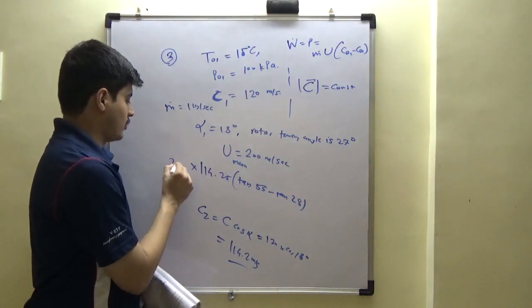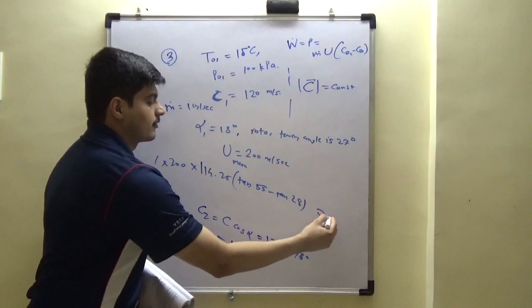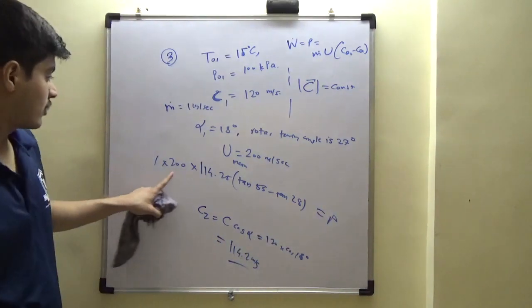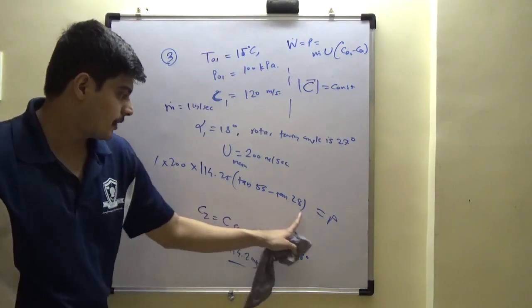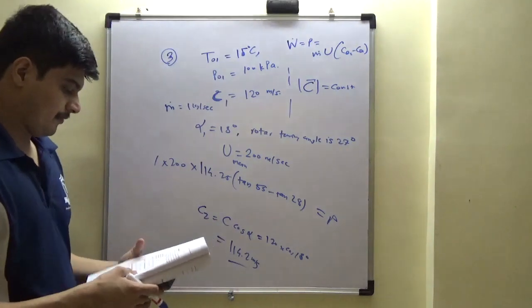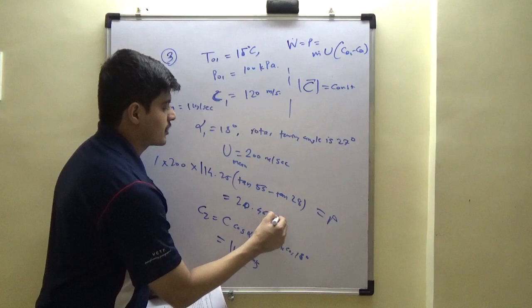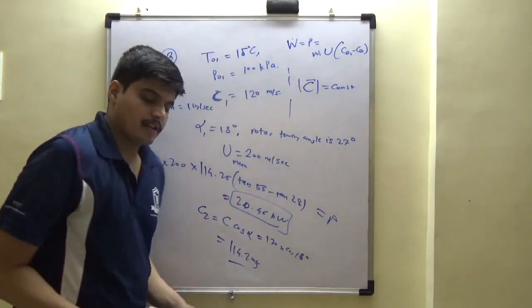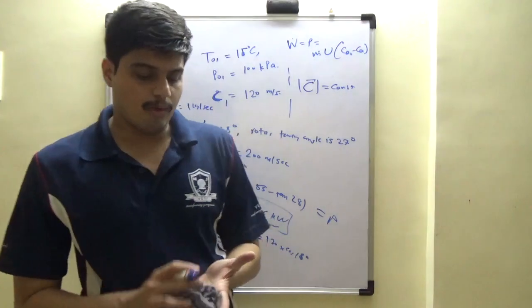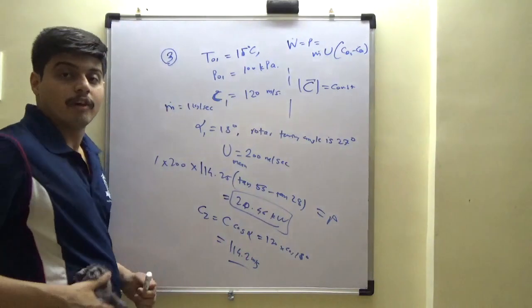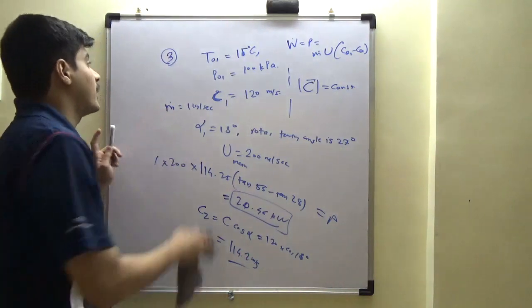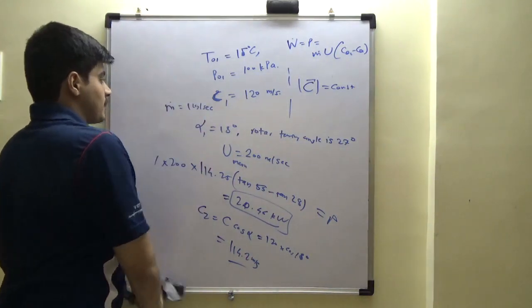200 into 1, right? m dot U Cz (tan beta 1 minus tan beta 2). This you get as 20.46 kilowatt. So this particular compressor would require 20.5 kilowatt power to be extracted from the turbine to do these operations.